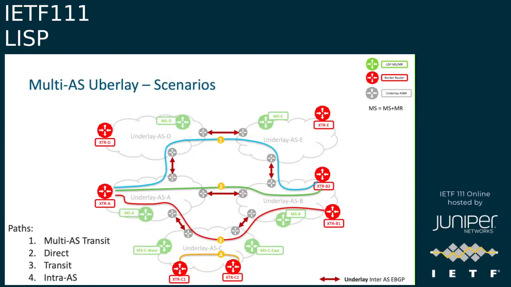So this is the interesting proposition here. How do we steer traffic through an underlay in a particular way, based on information that we have in the overlay? Next slide, please.